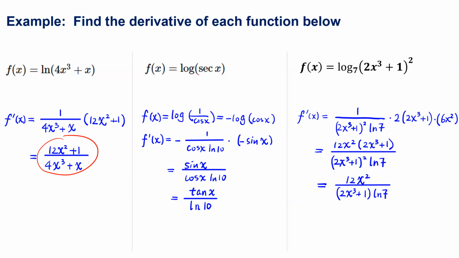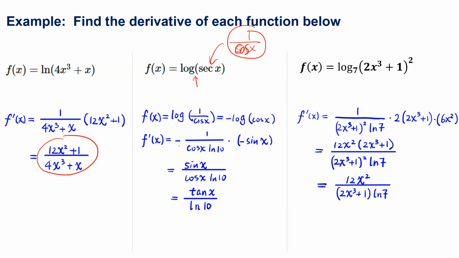Okay, next question, log base 10. Note that if the base number is not specified, this is by default log base 10, right? So the outer function is log base 10 of u, and the inner function is secant x, which is a trigonometric function. Secant is the reciprocal of cosine, right? So first of all, the reciprocal of secant is cosine, so we can simplify that function to negative log base 10 of cosine x, right?